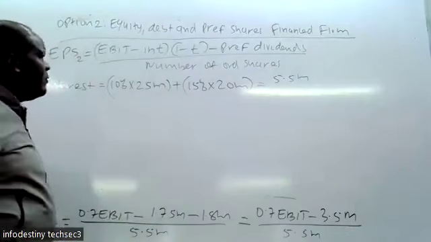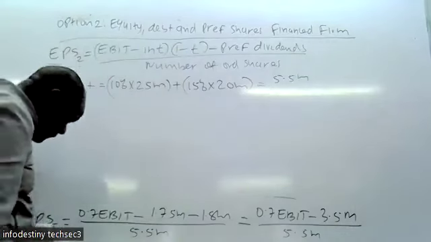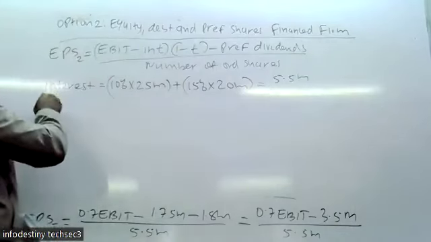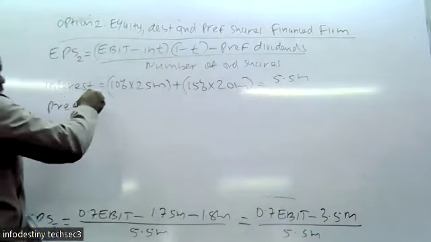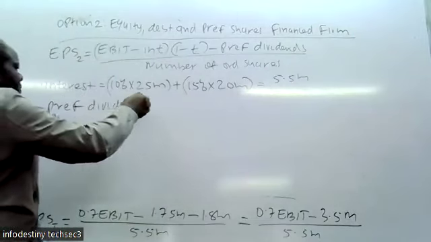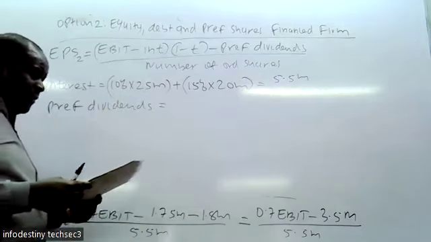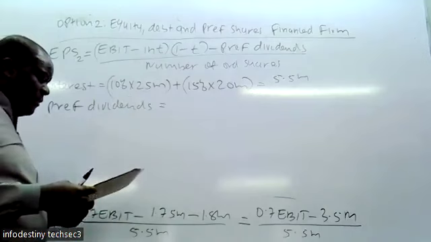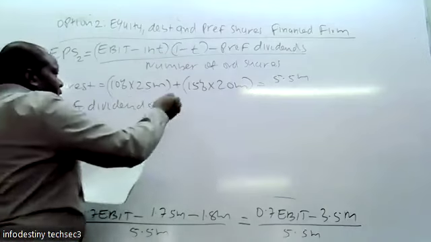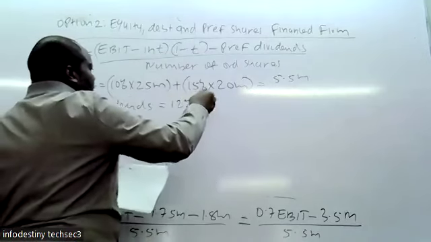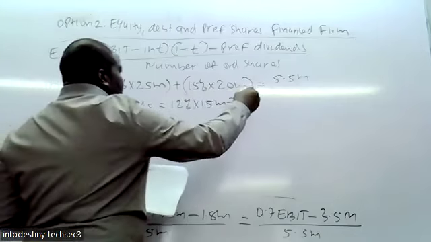The other thing you compute: the preference dividend has not been affected. The preference shares are 15 million, the rate is 12%, so get 12% of the 15 million. Remember it was 1.8.